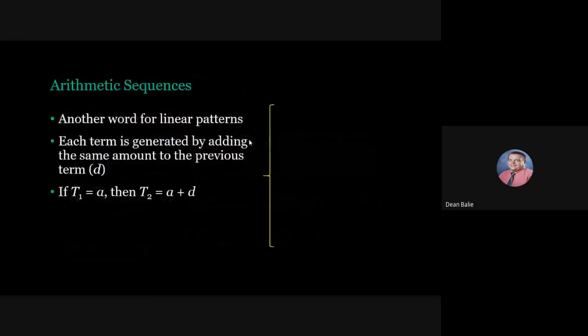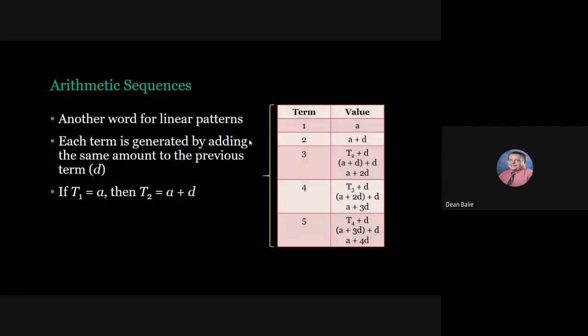Then this year, we picked up with an arithmetic sequence. Okay, and we said that an arithmetic sequence was just another fancy word for linear patterns, and that each term is generated by adding the same amount to the previous term, which is kind of the definition of a linear pattern. This year, we took T1 to be A, which then gave us T2 as being A plus D, and obviously T3 would then be A plus 2D, T4, A plus 3D, T5, A plus 4D, etc.